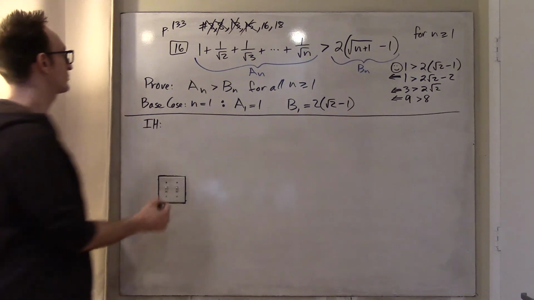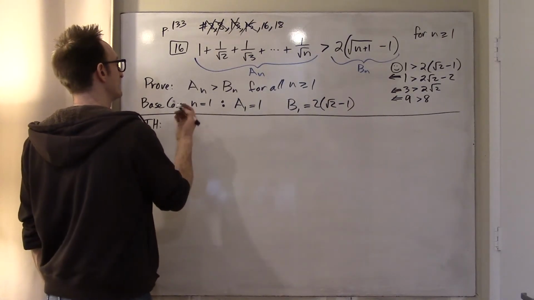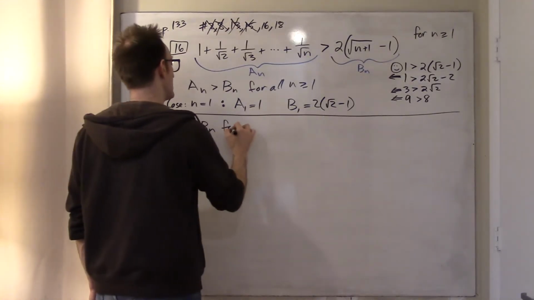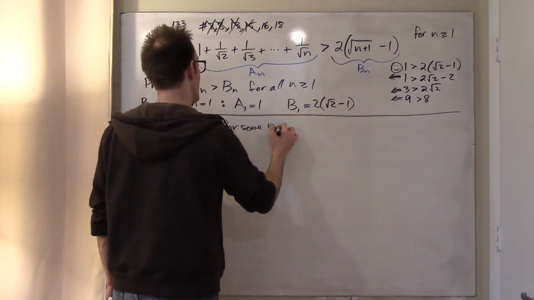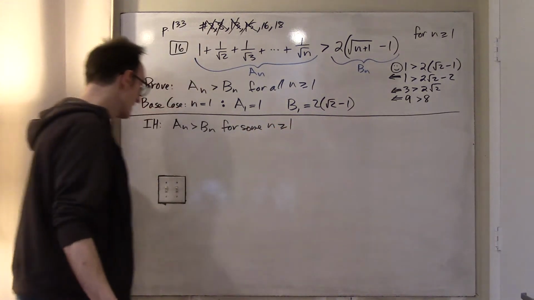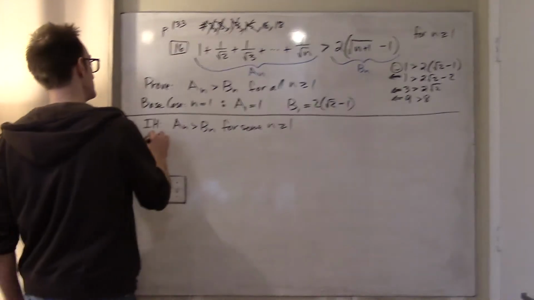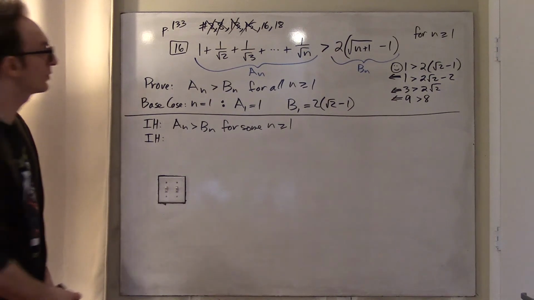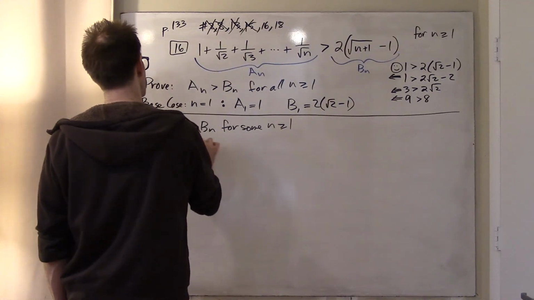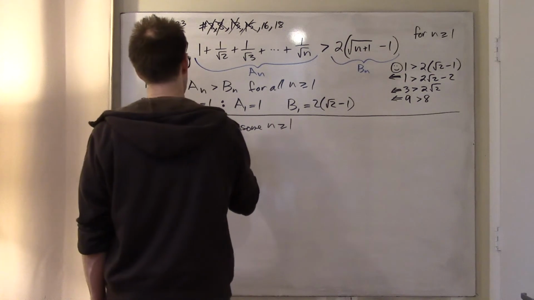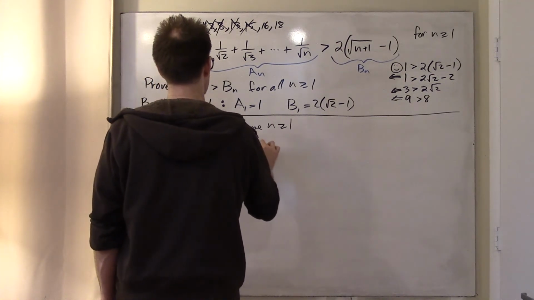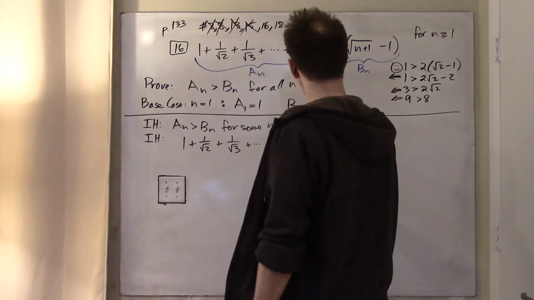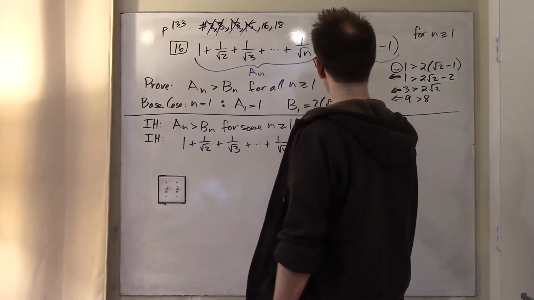What's the inductive hypothesis? Well, it's that A sub n is bigger than B sub n, for some n greater than or equal to 1. Maybe it's worth writing out the full inductive hypothesis. What is it that I know? I know that 1 plus 1 over root 2 plus 1 over root 3 plus ... plus 1 over root n is greater than 2 root n plus 1 minus 1.